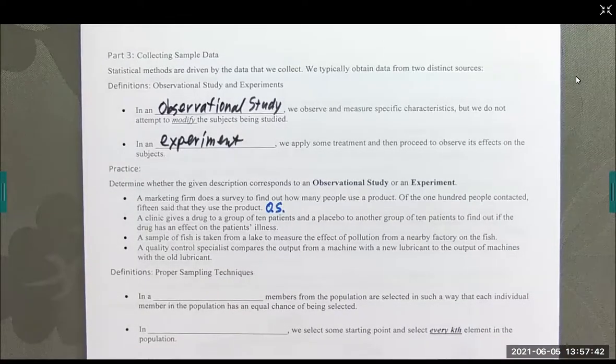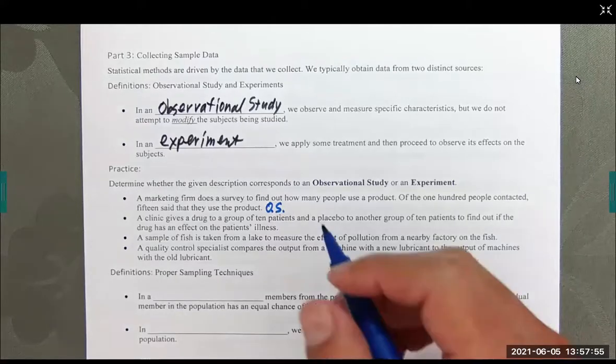Now, what you do with that information, that's the next step, which we're not going to get to at the moment. A clinic gives a drug to a group of 10 patients and a placebo to another group of 10 patients to find out if the drug has an effect on the patient's illness. That is definitely an experiment.